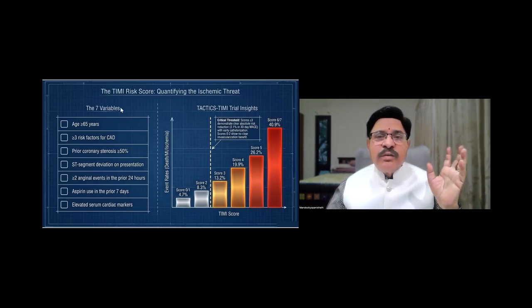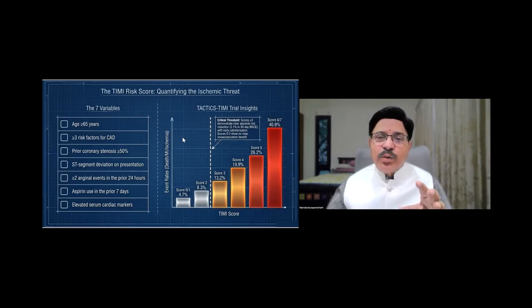How do I know that? TACTICS-TIMI trial. There is one trial called the TACTICS-TIMI trial that has shown all patients with a TIMI score of 1 and 2 can be fairly managed as outpatients and can be discharged, because the event rates of death, myocardial infarction, and ischemia are minimal in them. Over the next 10-year period, 4.7 to 8.3%. This is the risk estimate. So you are very safe to discharge.